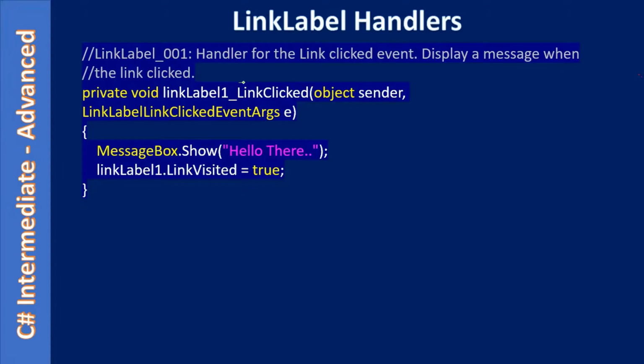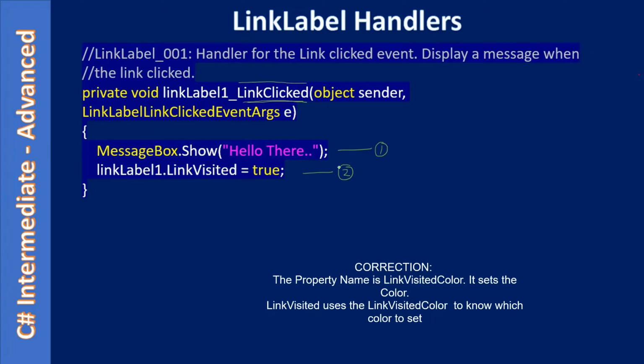If you see here, first we handled the link clicked event of the first link label control. In that, first we are displaying a message box, and after displaying the message box, we are setting the link visited property to true. What happens when you change the link visited property to true is that it will show the color for link visited. So we already set the corresponding property. The property name is link visited.